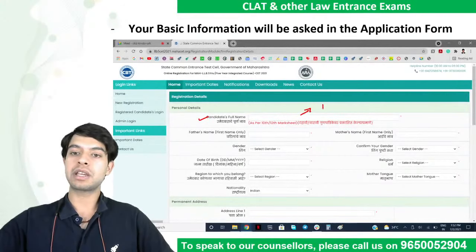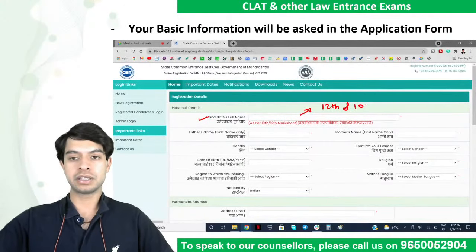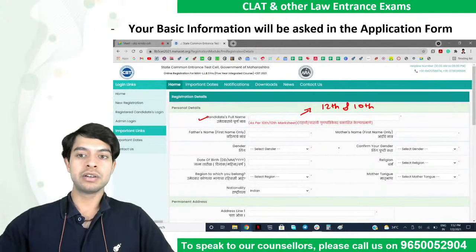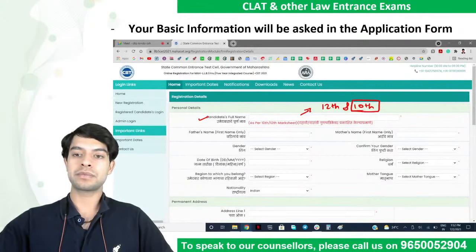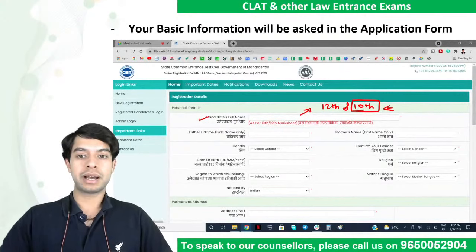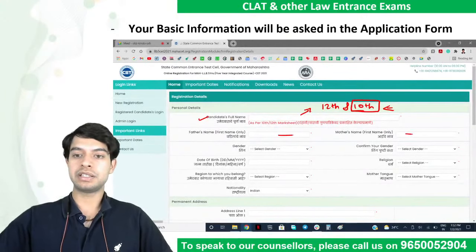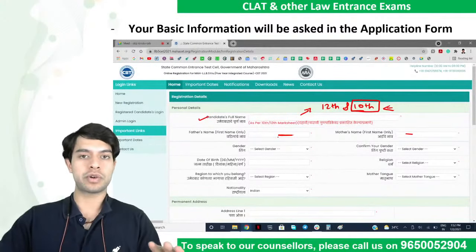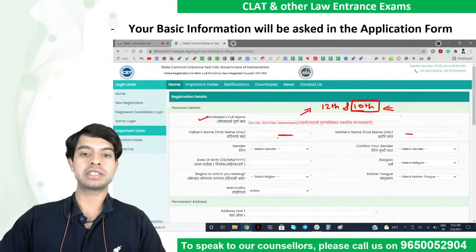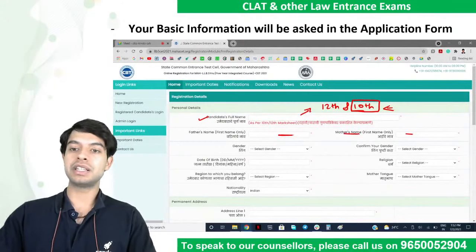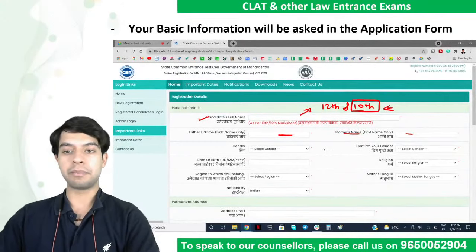Remember, जो भी आपकी class 12th या 10th की mark sheet में name है, means वो student जो class 12th में appearing है, जिनको class 12th की mark sheet नहीं मिली है, वो class 10th की mark sheet में जो name है वो लिखेंगे. Then the father's name, father's first name only. You do not need to write the surname of your father. Just write the first name. And then mother's name. Mother का भी first name ही लिखना है. Remember, ये आपको याद रखना है.